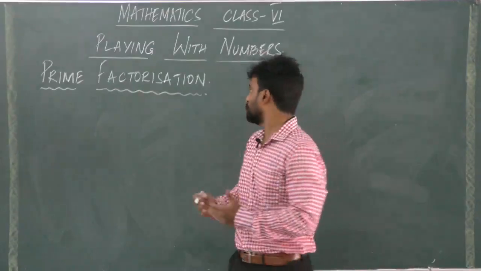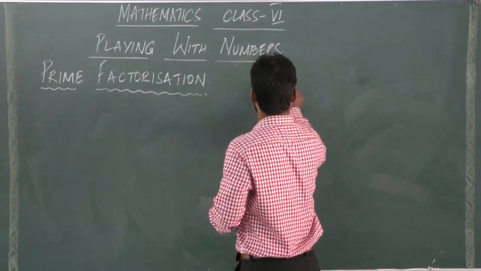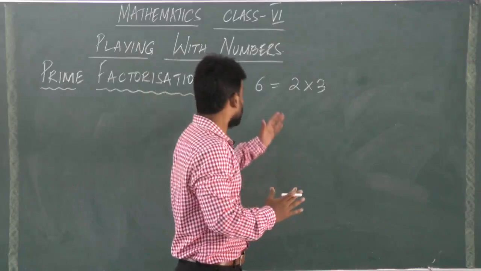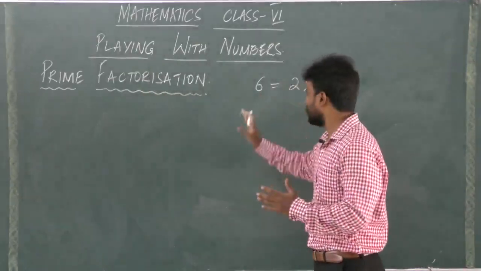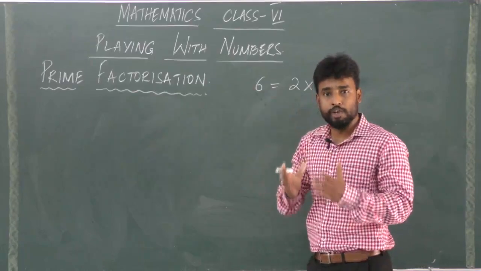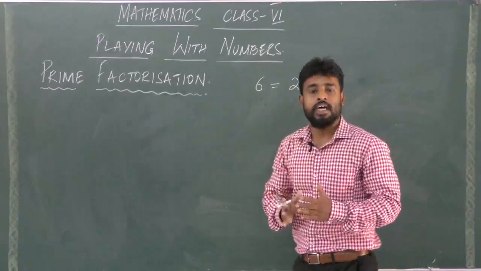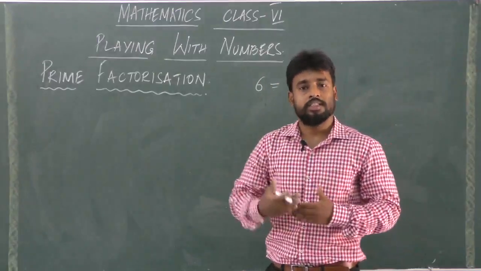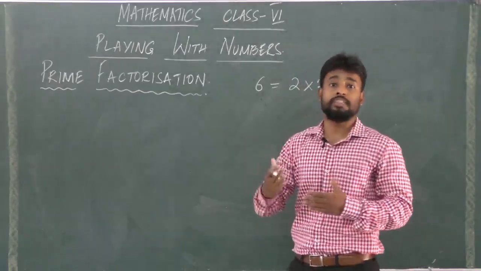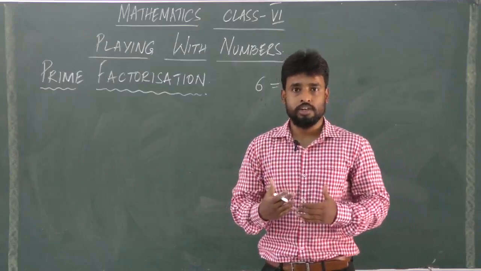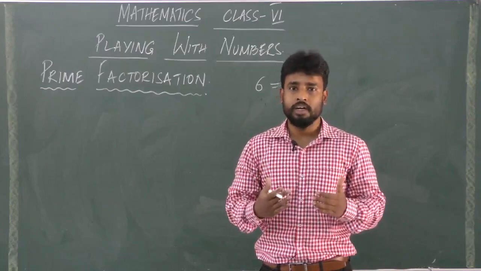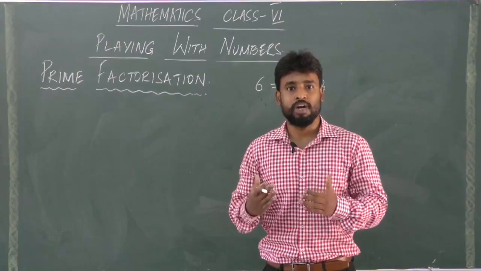For example, let us see. Suppose we have 6. We can write 6 as 2 into 3. So what we are doing is, we are writing 6 as a product of 2 and 3. So the method which we use to write a number as a product of two or more numbers is called factorization. And if we use only prime numbers, then this method becomes prime factorization. So basically, prime factorization is the method in which we write a number as a product of two or more prime numbers.